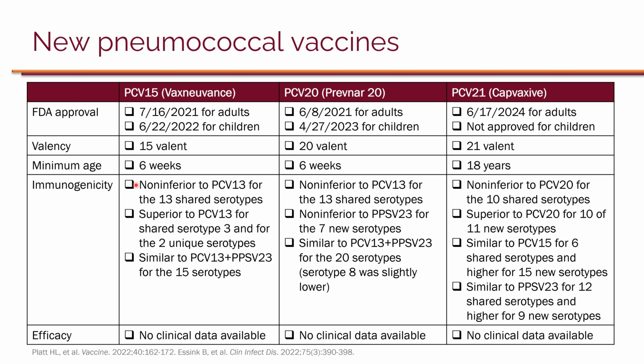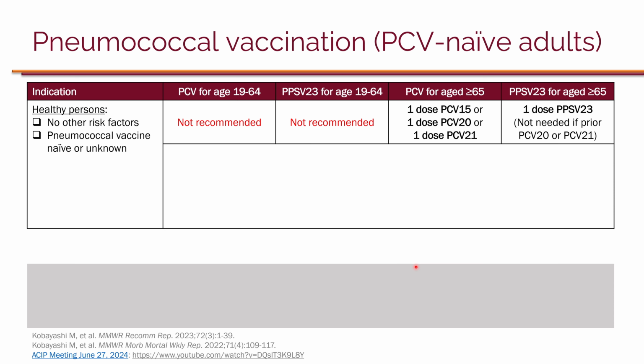Now, these have come to the market based on immunogenicity data. So we don't have efficacy data for any of these. In other words, nobody has done studies to show that they can prevent pneumonia or meningitis. What they have done is to show that they can trigger the immune system to have an antibody response against the serotypes that are included. So PCV15, 20, and 21 have all shown a robust immune response. Now, here's what the CDC recommends when it comes to using these vaccines.